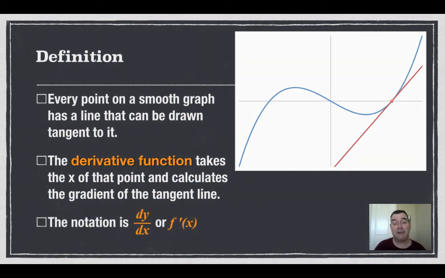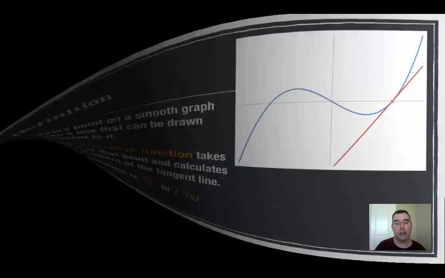So the notation we have to get used to is dy by dx. It looks like a fraction. It's not exactly a fraction, doesn't really behave exactly like one. It's just a notation. Or we can use f prime of x. F prime of x is a different function from f of x, and it is the derivative function based on what f of x was.